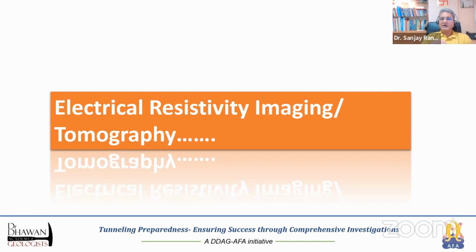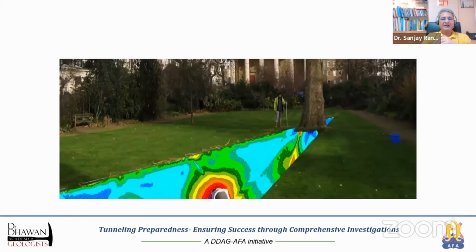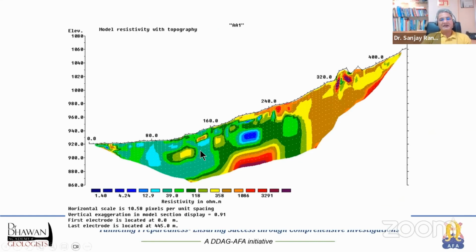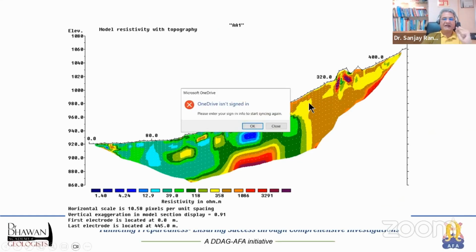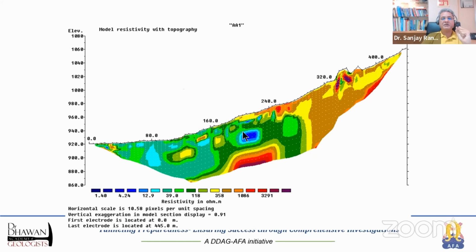Electrical resistivity imaging, or electrical tomography, is another very interesting technique, which again is very effective in detecting small shear zones, voids, etc. This is an example of a tunnel in J&K where a shear zone was detected using ERI. This again is a depth scale. This is distance. And the depth of investigation of ERI today can be as high as 300, 400 meters if it is required.